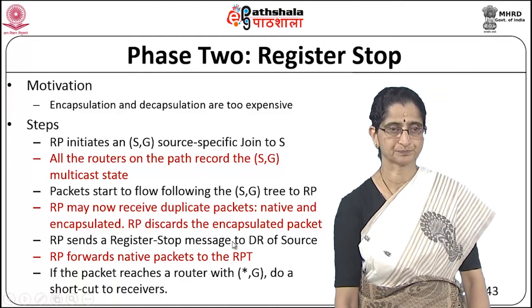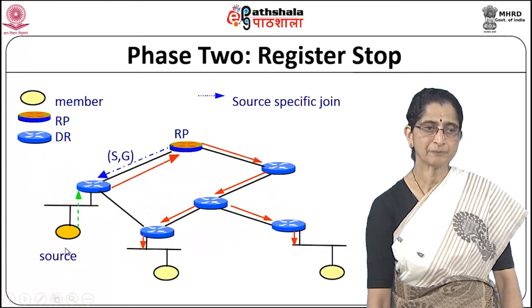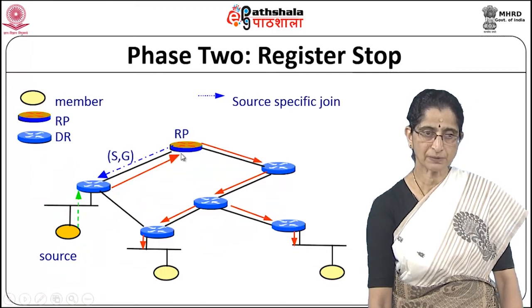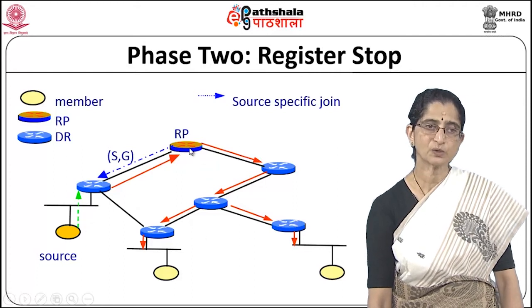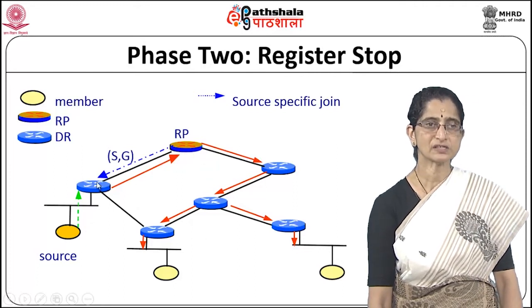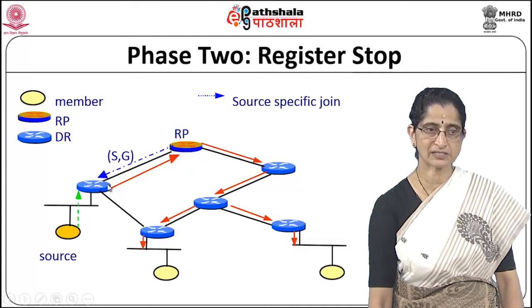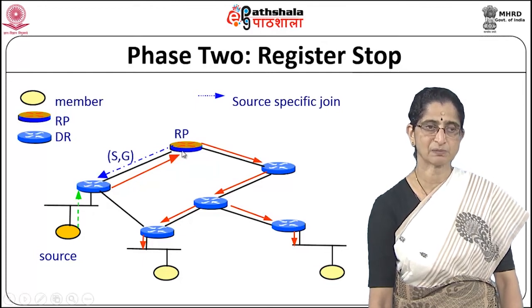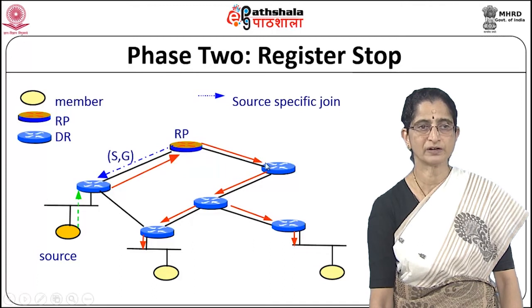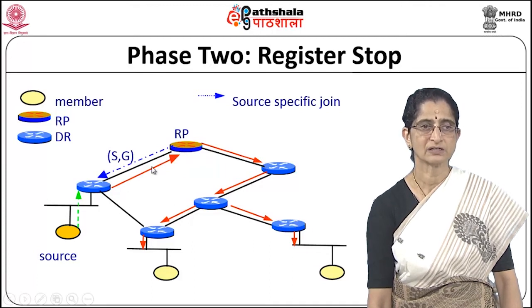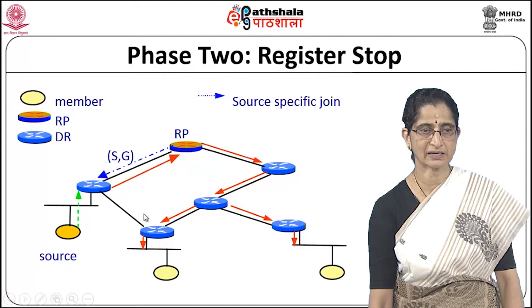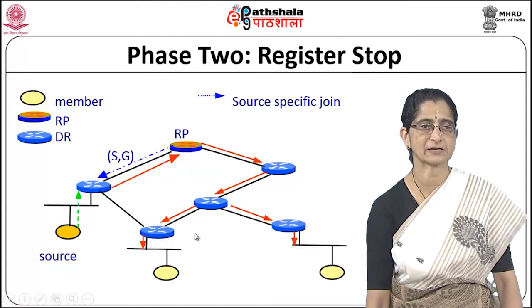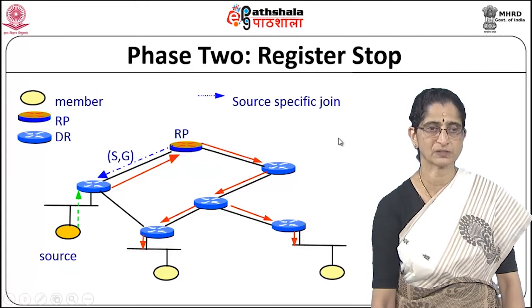To look at this example again, if I have the source here, the RP, which has already constructed the tree, will now send a source specific join to this source. Once the S comma G join is sent, when the source sends a multicast packet, it will be sent as a multicast packet to the RP, and that will be forwarded by the RP along this tree. You can see that the red line here indicates complete multicasting, that is the path of the multicast packet that is sent. This is basically how the register stop phase will work.